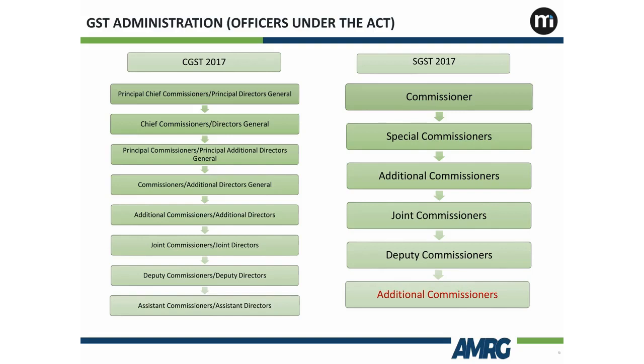If you see from the bottom, we have assistant commissioners. Over them, we have deputy commissioners. Then joint commissioner, additional commissioner, commissioner, principal commissioner, chief commissioner, principal chief commissioner. So all these people can authorize. In short, assistant commissioners and deputy commissioners cannot authorize. Similarly, on the right side, under SGST law, the junior most officers are additional commissioners and deputy commissioners. They cannot authorize. Any person above them can authorize an inspection, right?